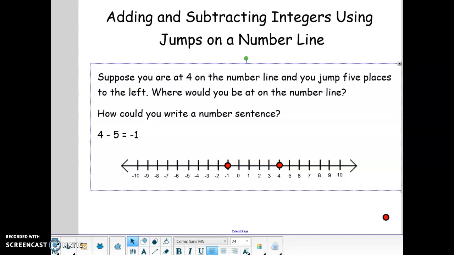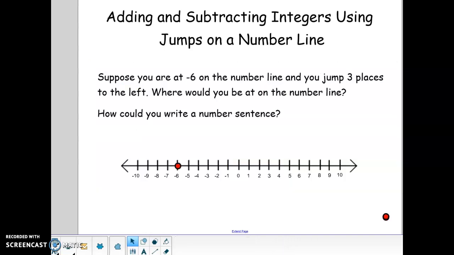Here's my last example. It says here, suppose you're at -6 on the number line and you jump 3 places to the left. So here's my -6. I need to go 3 places to the left. So I'm going to count backwards. 1, 2, 3 spots. Okay?